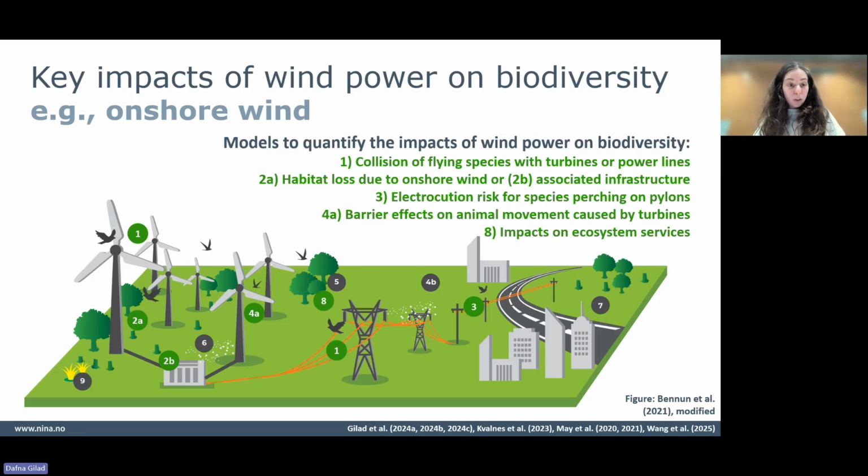And there were models that were recently developed to quantify impacts of collision of species with wind turbines or power lines, habitat loss, electrocution by power lines, barrier effects, and also ecosystem effects.